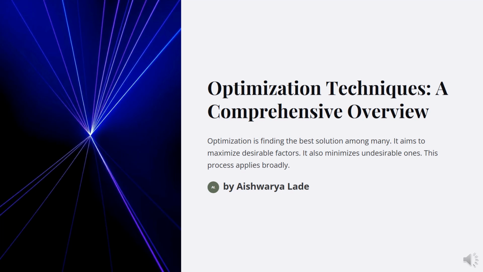Optimization is finding the best solution among many. It aims to maximize desirable factors. It also minimizes undesirable ones. This process is applied broadly. Optimization technique is a field in mathematics and computer science that deals with finding the best possible solution to a problem from a set of available alternatives, and this best solution typically involves either maximizing or minimizing.